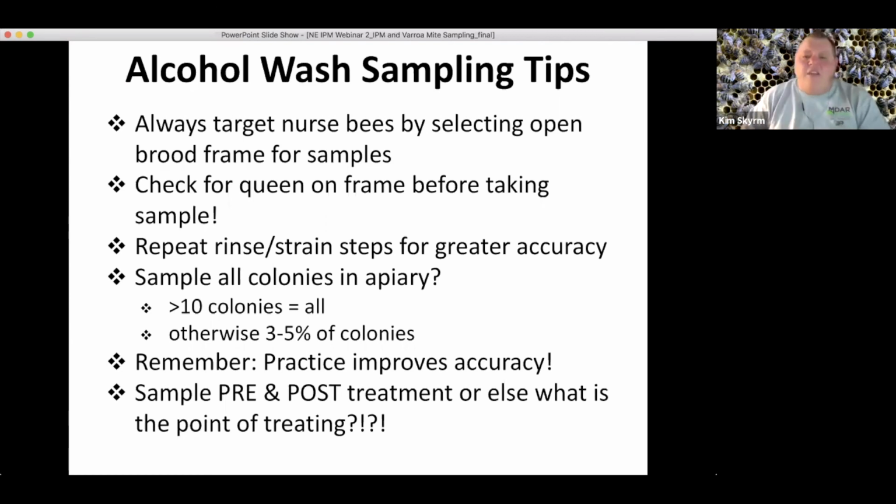You need to know if you're going to use an alcohol wash or any other mite monitoring device, you need to know what the level is, because you may not need to put a treatment on, right? Good IPM. And you need to know if the treatment or treatments in your plan worked, or else you may need to do additional management steps.